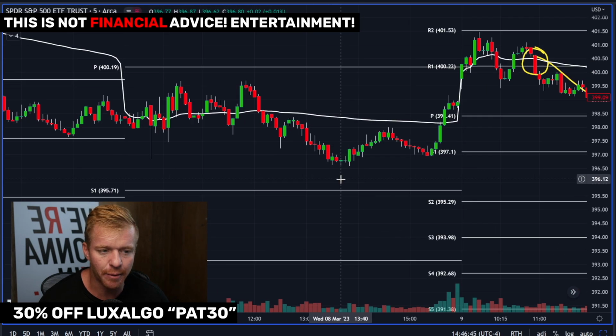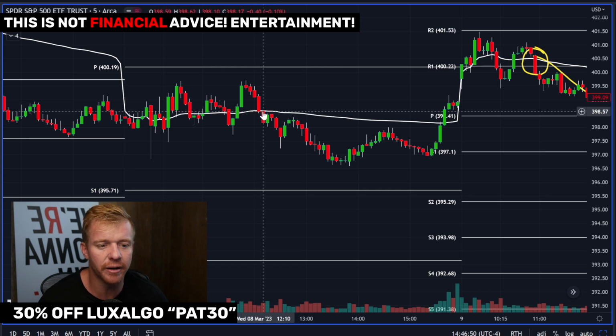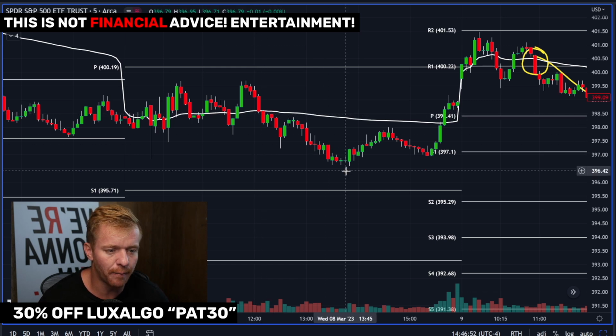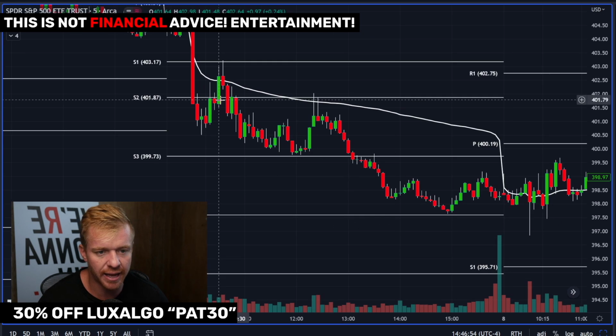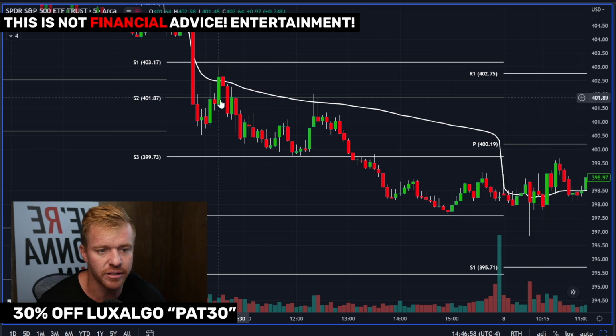Same thing the day before. On Wednesday, we're just kind of chopping around at the VWAP there. We finally get the break below the VWAP. That major move happens again. I mean, this is not just me cherry picking. This is like every single day we're looking at this, right?